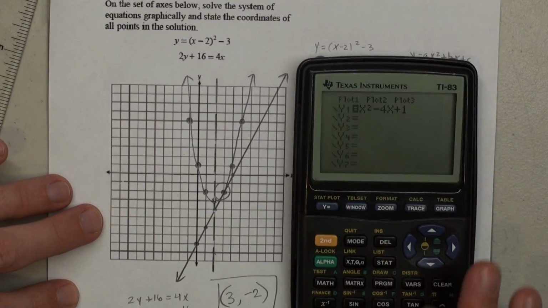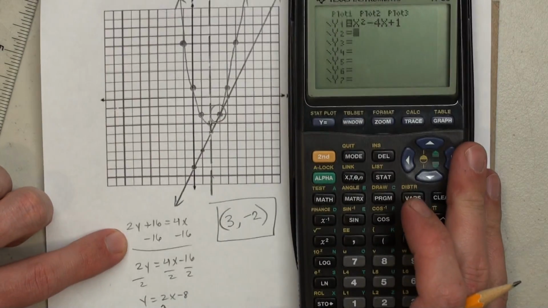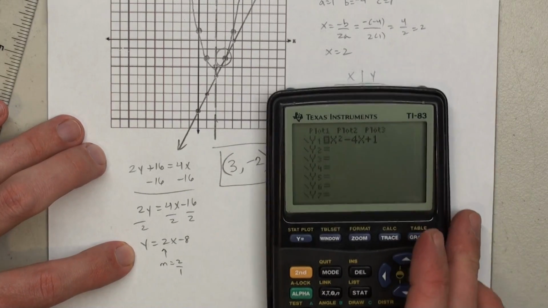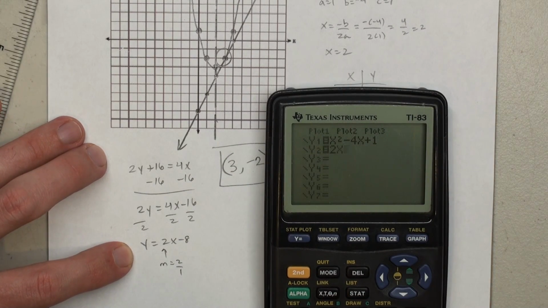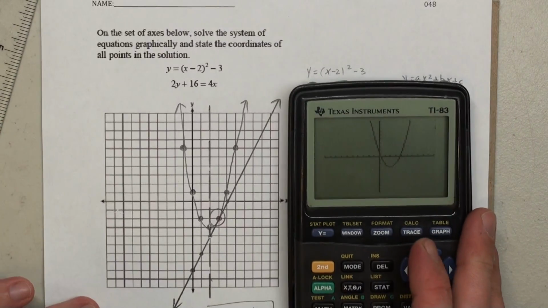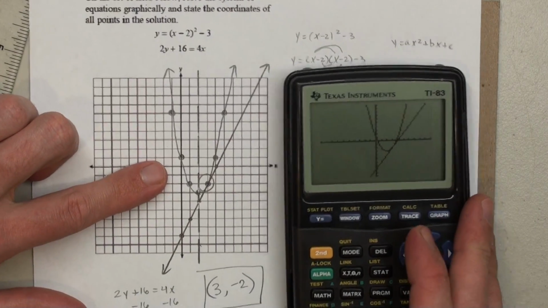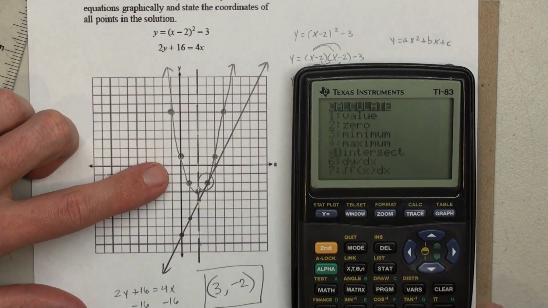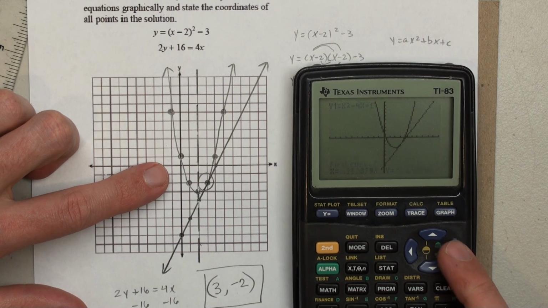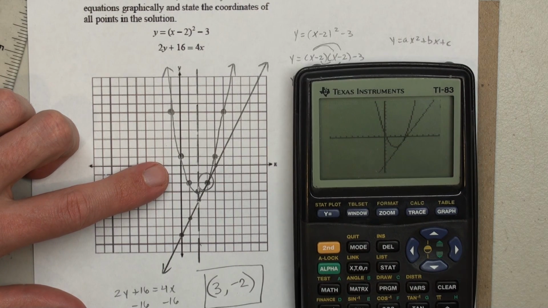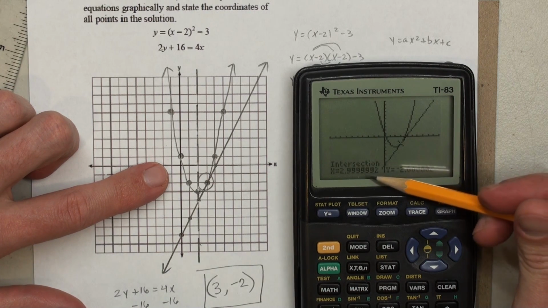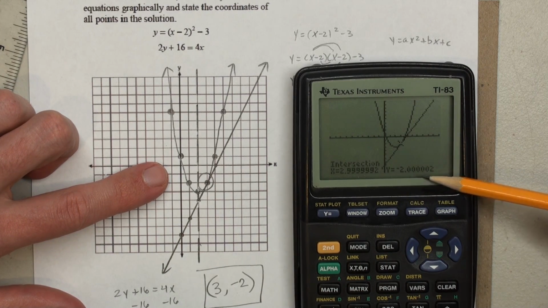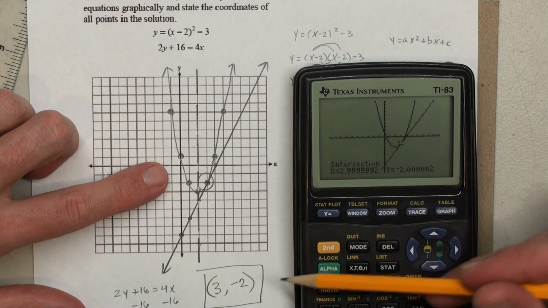Let's check though. I had 2x minus 8. That looks like what I have here, right? Let's double check the point. 2.99999, that's 3, and negative 2.0002, that's negative 2. 3, negative 2, that's what I got.